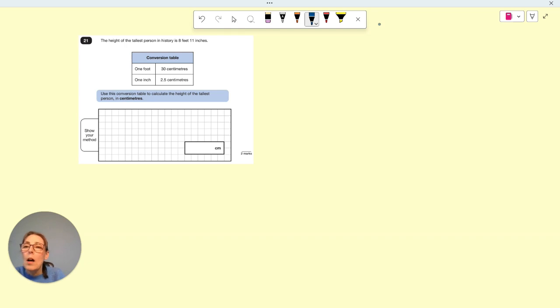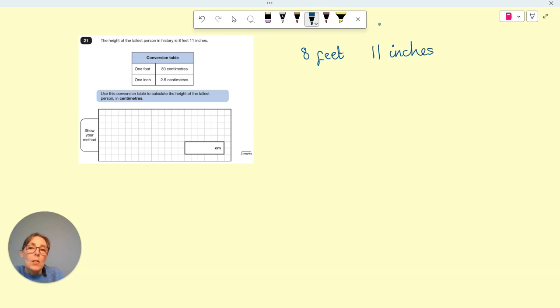21. The height of the tallest person in history is 8 feet 11 inches. 1 foot is the same as 30 centimeters. And 1 inch is the same as 2.5 centimeters. Use this conversion table to calculate the height of the tallest person in centimeters. So we've got 8 feet and 11 inches.